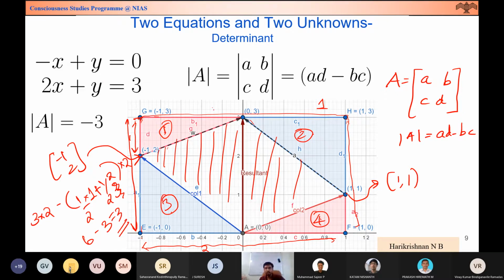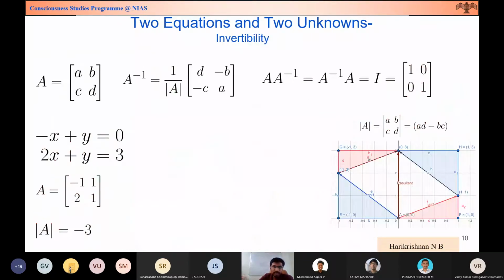Now you compute the determinant for this example, for this linear system of equations. So the determinant turns out to be minus 3. The magnitude of the determinant is actually nothing but the area of the parallelogram. Now this has a very interesting connection to the solution of a linear system of equations. So let us try and understand the next concept called invertibility.